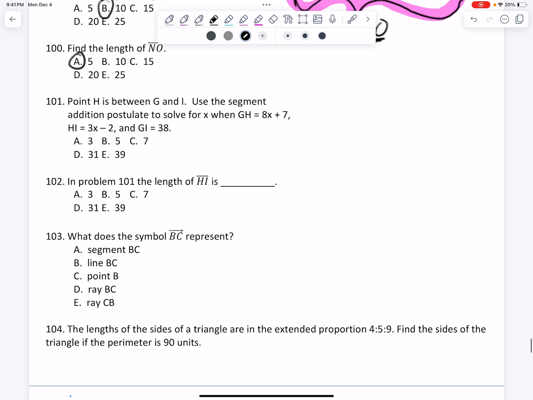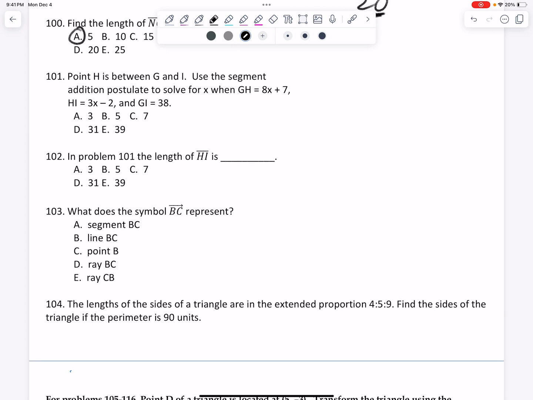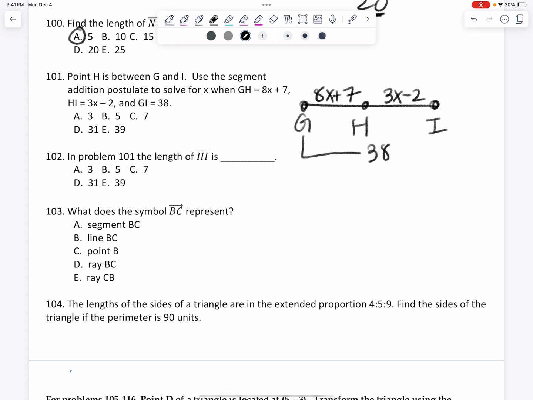And then we change to 101, which is an if in doubt, draw it out picture. Point H is in between G and I. Again, just give a rough sketch. It doesn't have to be perfect. Point H is somewhere hanging out in the middle. GH, it says, is 8x plus 7. HI is 3x minus 2, and it tells me that the whole thing is 38.